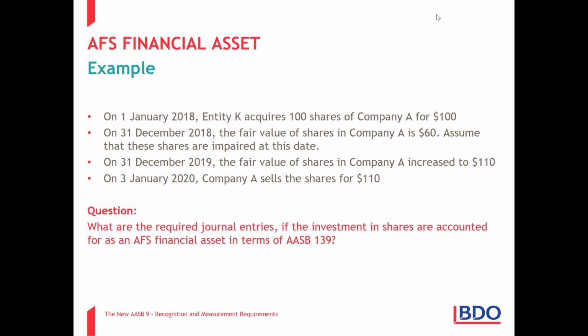Now, to illustrate that, I thought I'll do a small example. So let's say on the 1st of January, Entity K acquires 100 shares in Company A for $100. So that's at the beginning of the year 2018. On 31 December year 18, the fair value of those shares in Company A is only $60. And let's assume that these shares are impaired in terms of the current AASB 139.